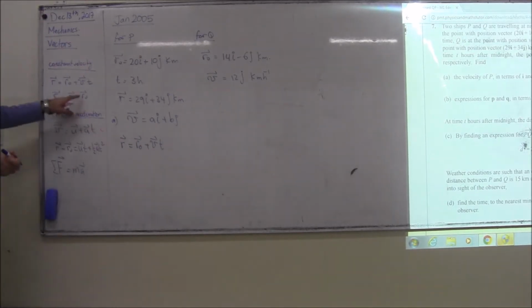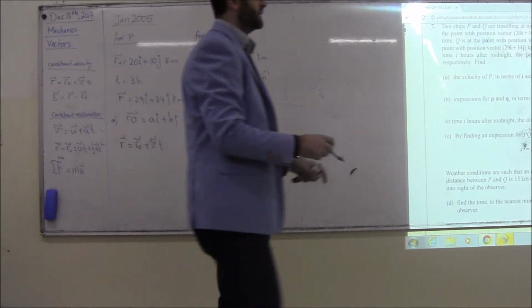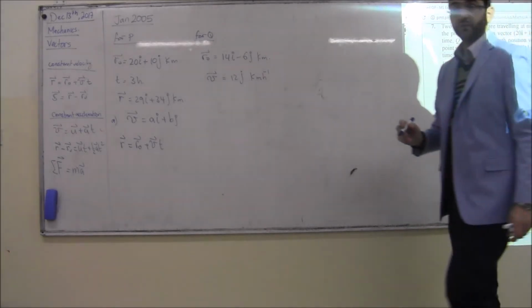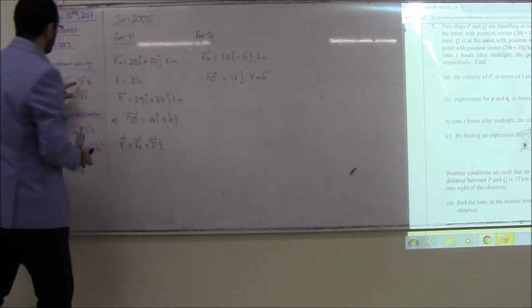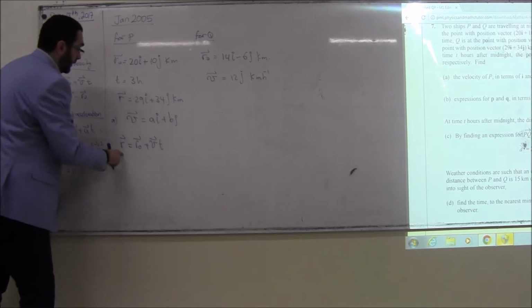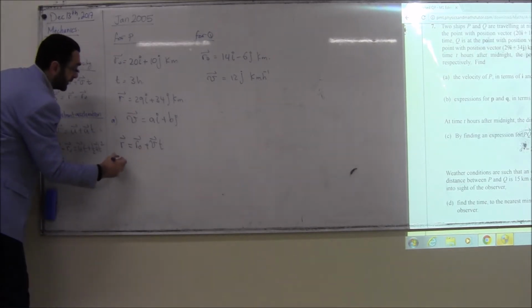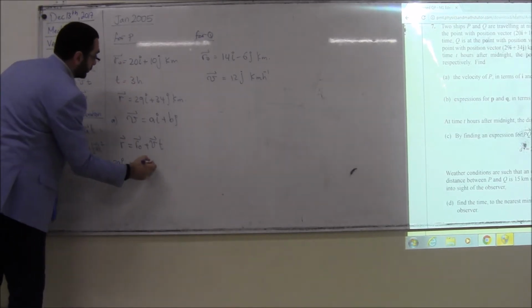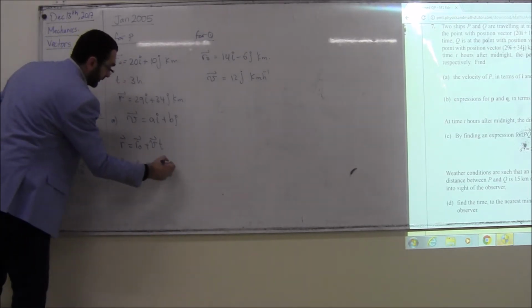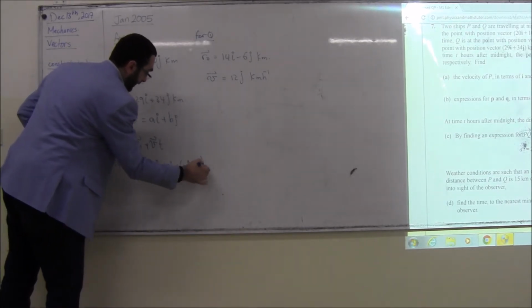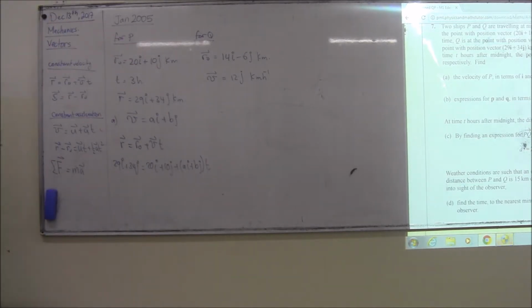Why did they use this equation? Because in the question, it's mentioned that the velocities are constant. I can't use this equation with constant acceleration. I have to use the equation with constant velocity. R, 29I plus 34J, equals R naught, 20I plus 10J, plus V, which is AI plus BJ, times T, which is 3, sorry.